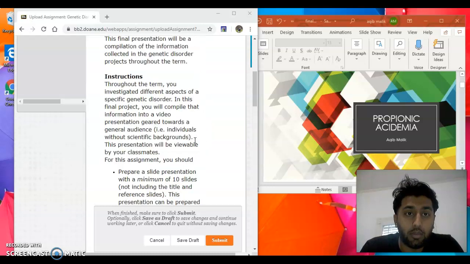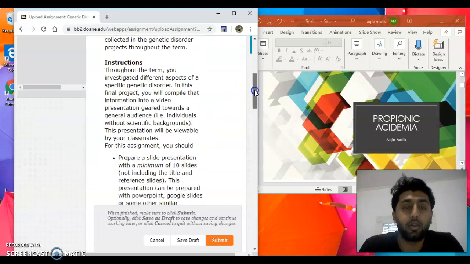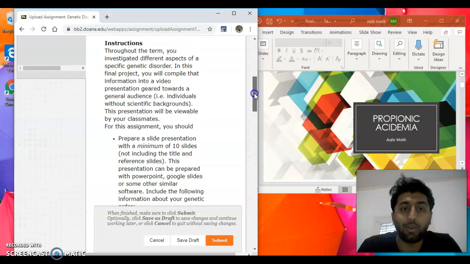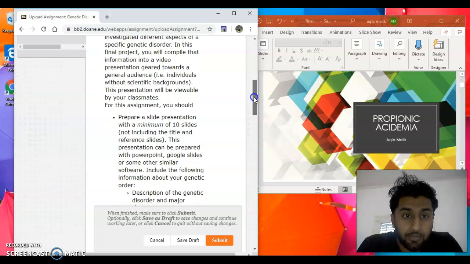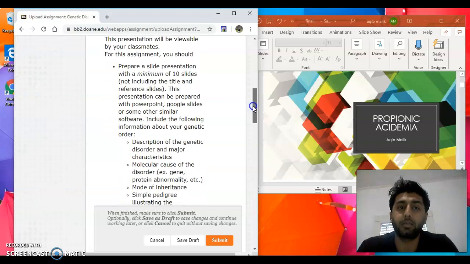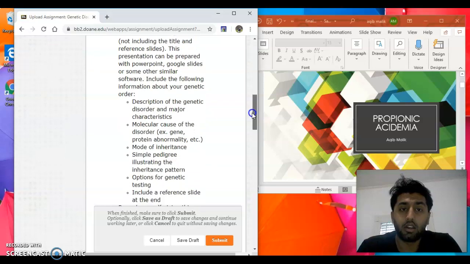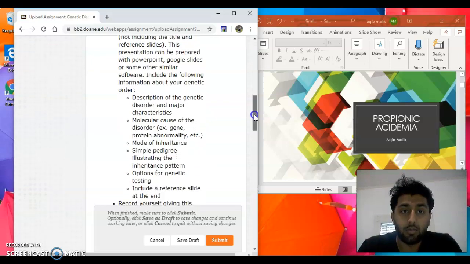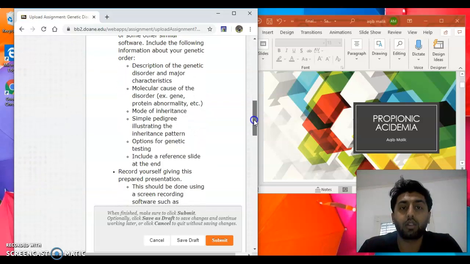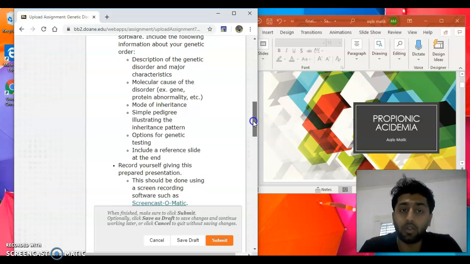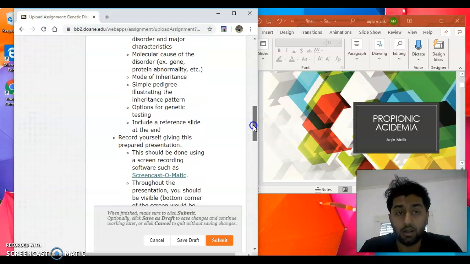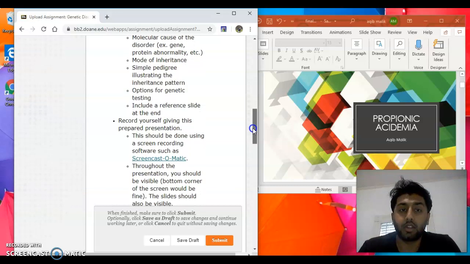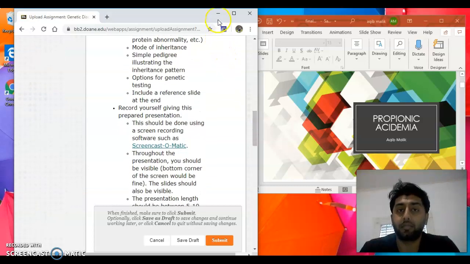Okay, today's topic is based on how throughout the term we investigate different aspects of a specific genetic disorder. The disorder I had was propionic acidemia, and basically I had to prepare at least a minimum of 10 slides with a description of the genetic disorder and the major characteristics, molecular cause of the disorder, mode of inheritance, a simple pedigree illustrating the inheritance pattern, options for genetic testing, and including a reference.